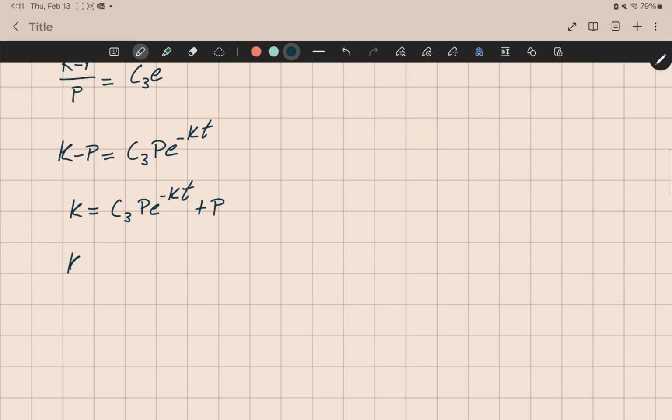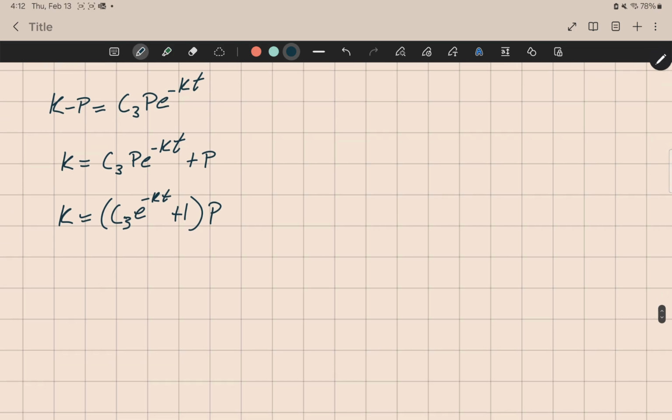And then next step, I'm going to factor that p out, so we have p on its own, because we need to get this equal to p, right? That's the goal. Sometimes I'll get lost when I'm doing these, and I'll forget actually what I'm doing. So we got C3 e to the negative kt, and that's going to be a plus 1. And we got the p on the outside.